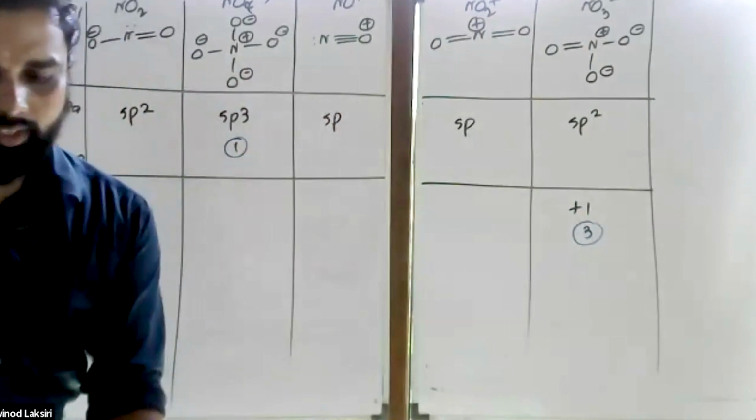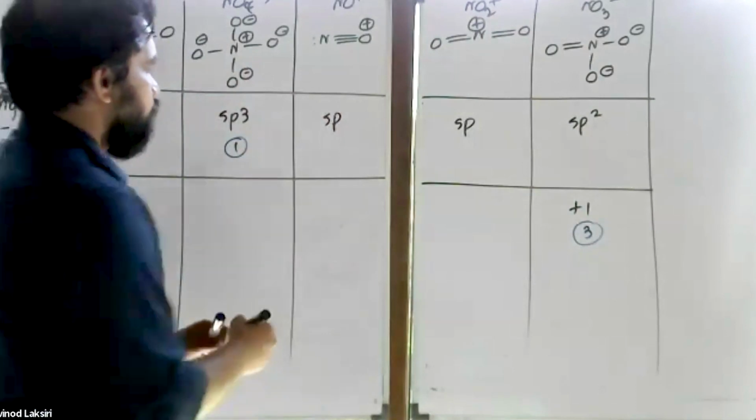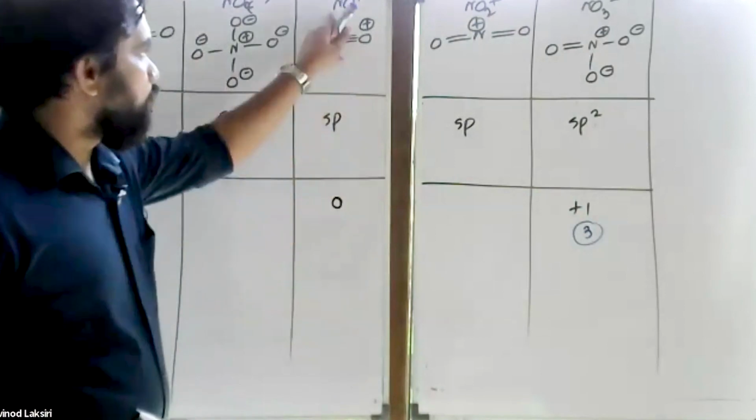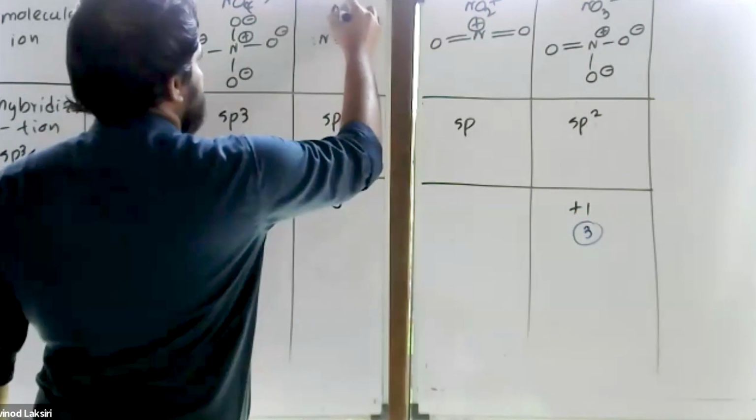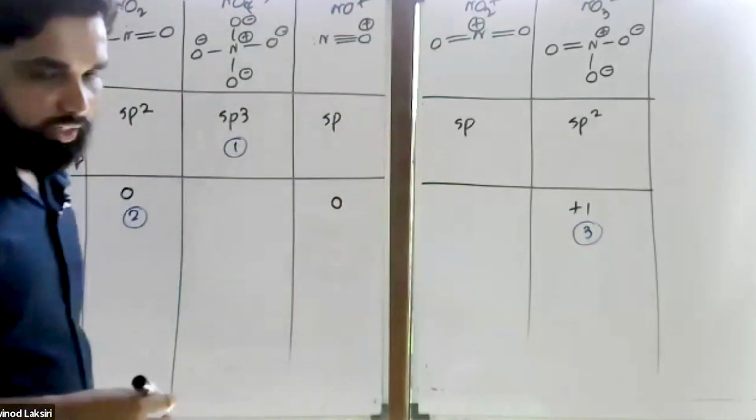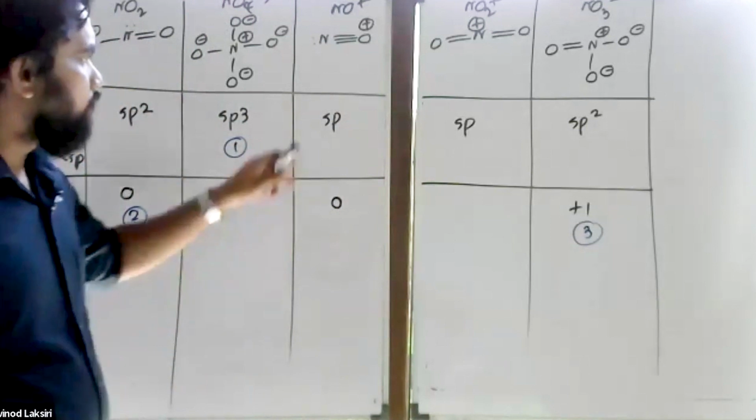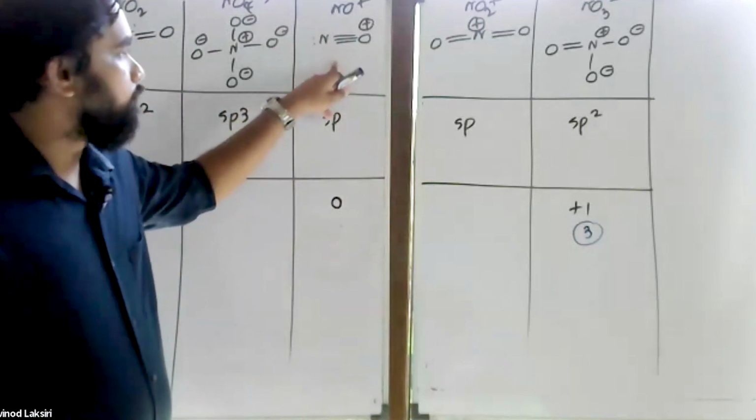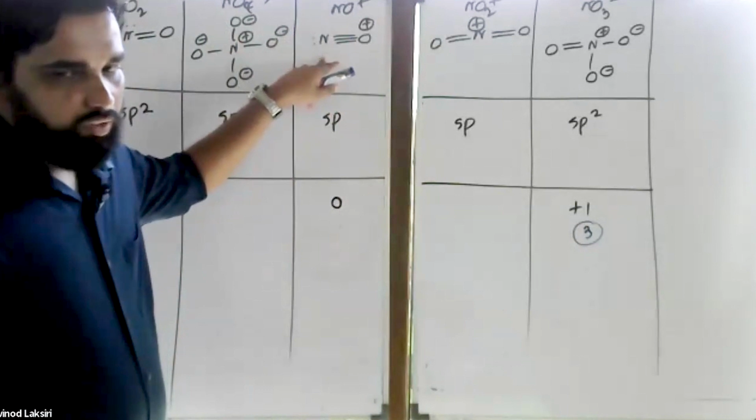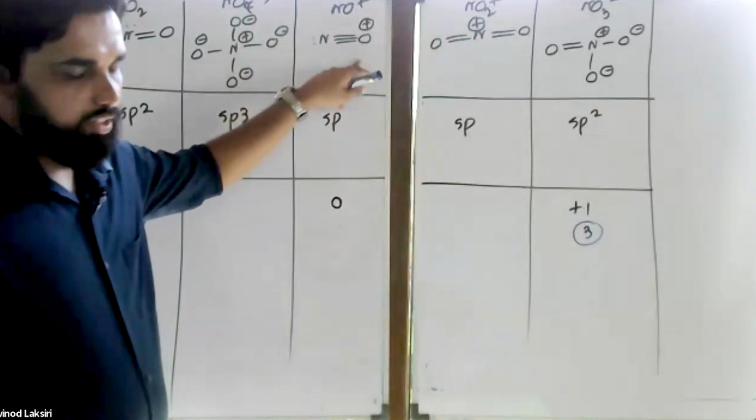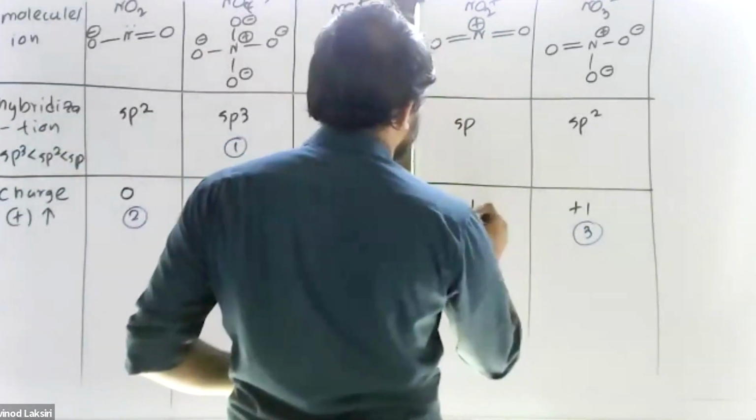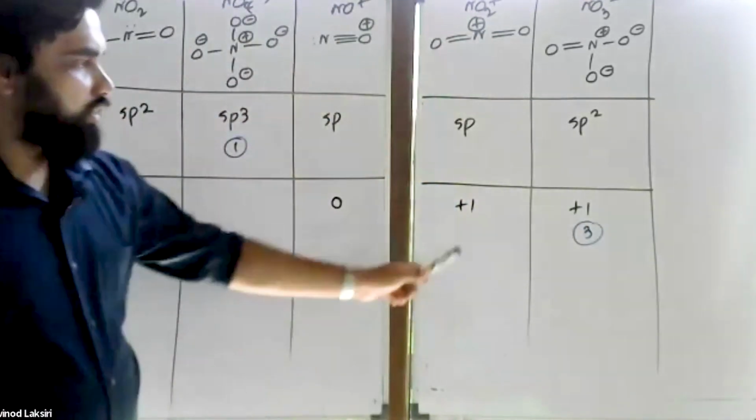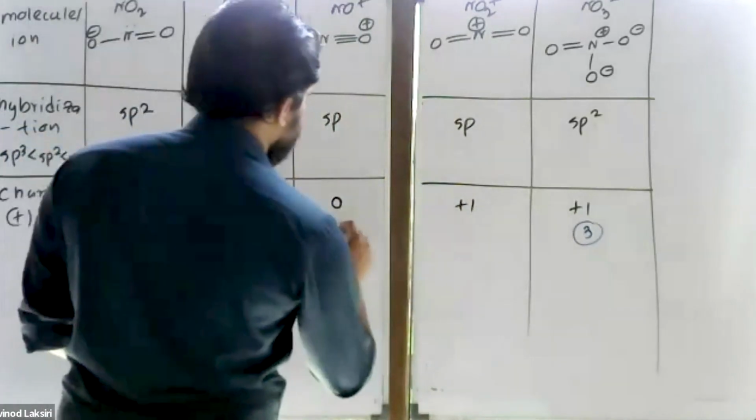Charge of nitrogen in NO plus, what is the charge? 0. And remember, in NO plus the positive charge is present on oxygen. Here we have to consider the electronegativity of nitrogen, so you have to consider the charge of nitrogen, not oxygen. Therefore, charge of nitrogen is 0 here, and here charge of nitrogen is plus 1. Therefore, this one is the highest one. So this is 4 and this is 5.